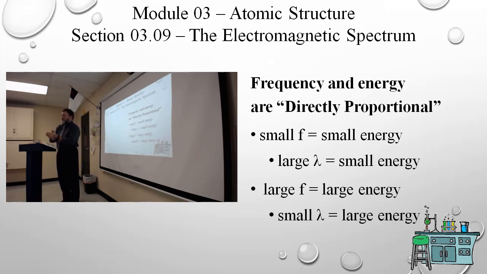So if the question says, these two waves, here are their frequencies, which one has more energy? The answer is, the one with the higher frequency has more energy. If the question is, here are two waves with different wavelengths, which one has higher energy? The lower wavelength has a higher energy, because the lower wavelength has a higher frequency, which has a higher energy. So wavelength and frequency are inversely related. Frequency and energy are directly related. Therefore, wavelength and energy are inversely related.